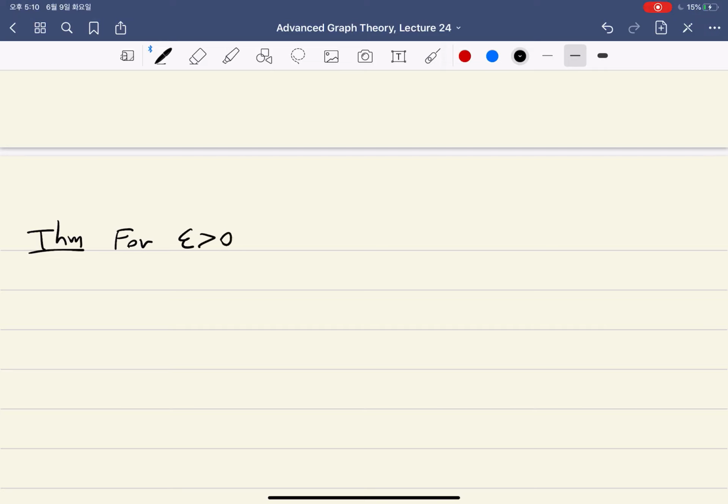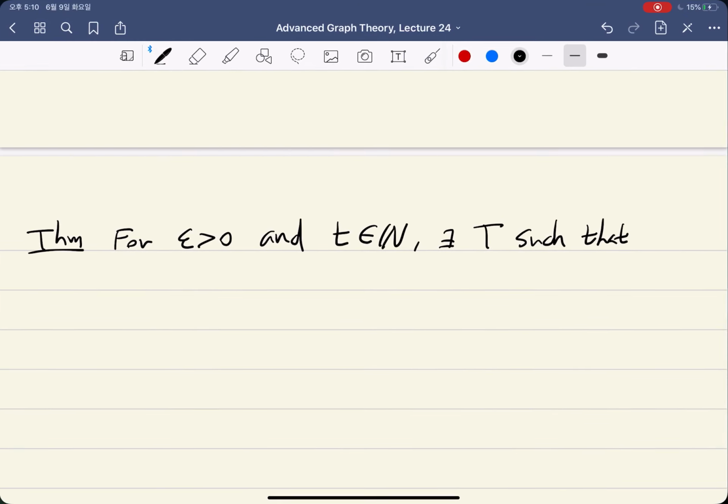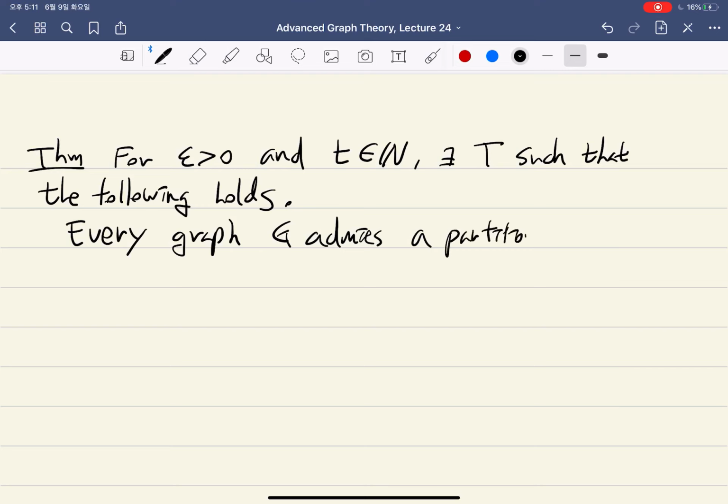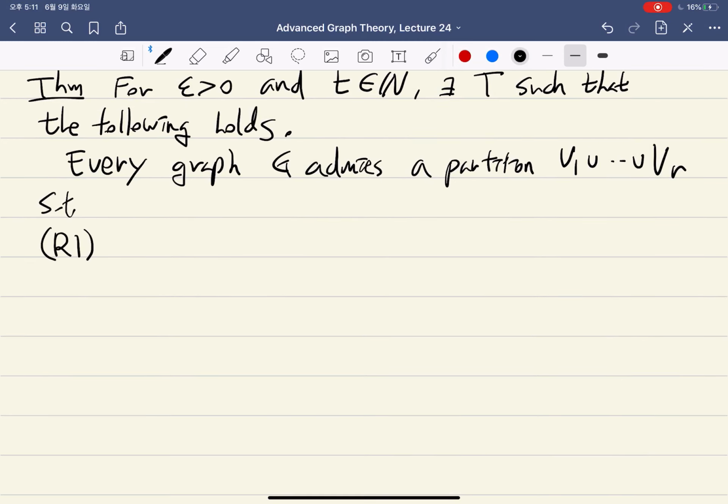So for epsilon positive and t any number, there exists T such that the following holds. Then every graph G admits an epsilon regular partition, say B1 to BR, such that R is at least this little t and at most T.